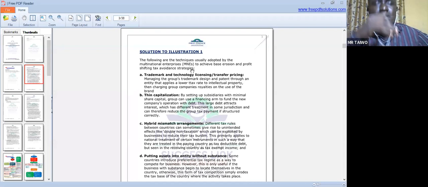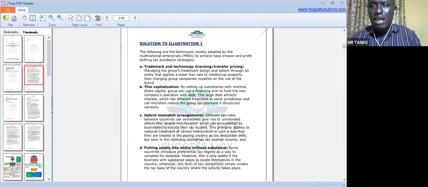So the BEPS are mostly classified as tax avoidance techniques. You now need to pay attention to those techniques, so that when you are explaining this in the exam, you'll have more to write. The first technique that multinationals use in carrying out base erosion and profit shifting is trademark and technology licensing and transfer pricing.